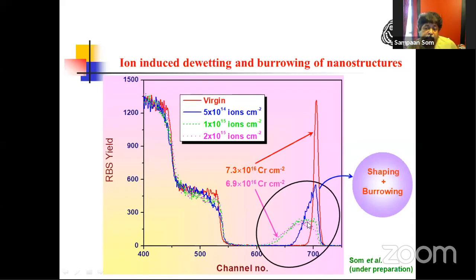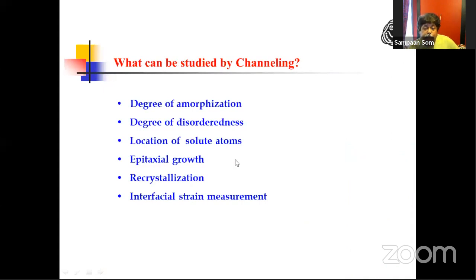Next slide, please. So this is the example, and the shape change of this peak is also because of shaping and burrowing together. Now, there's a special case of ion channeling, as I told you, that helps us to address problems related to epitaxial thin films or single crystalline materials, and several important aspects as listed here can be studied. Next slide, please.